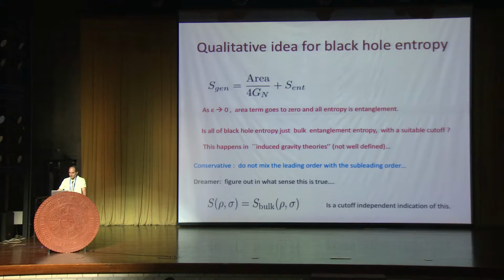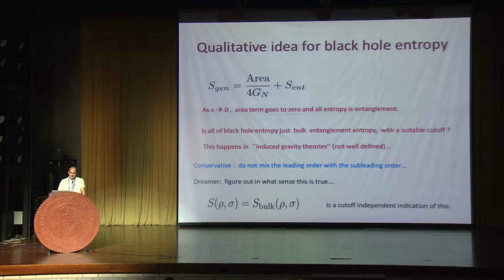But unfortunately, those theories are not well defined, because in order to get a finite answer for the Newton constant, you need to have negative norm fields. So this is not in the context of unitary theories. And so the conservative point of view is simply to say that we should not mix the leading order answer with the subleading order answer.